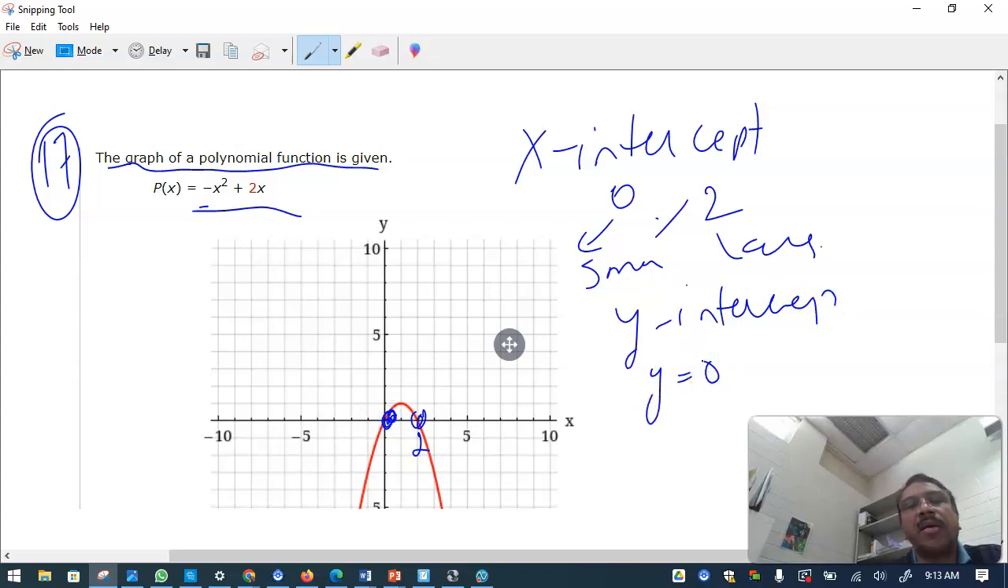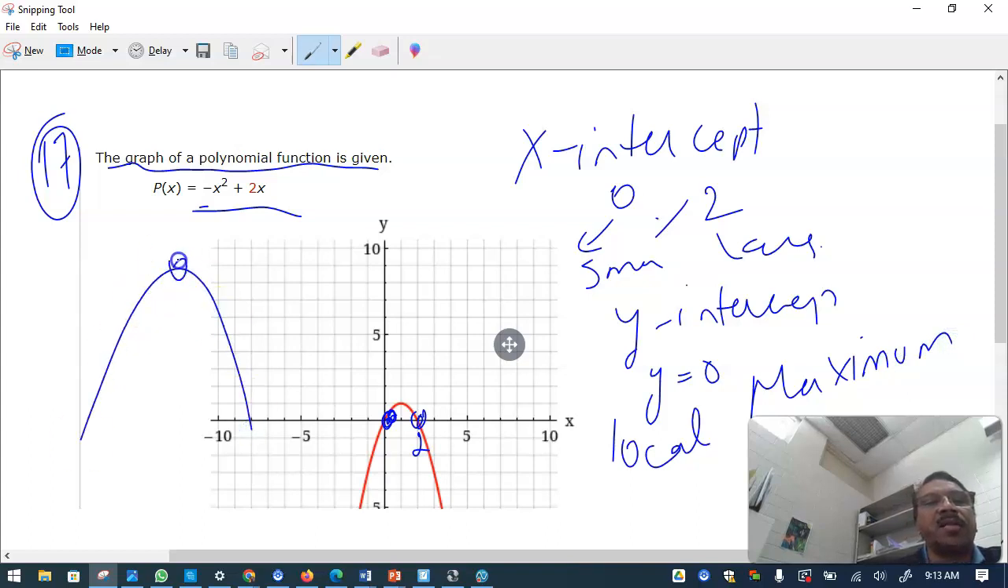And the question is, what is the local maximum? So this is maybe a new concept. Local maximum is where you have the peak. Like see, that's the maximum point. So this point is 1, 1. If you see, it is 1, 1. So that means this is a local maximum, but in this case it is the maximum.